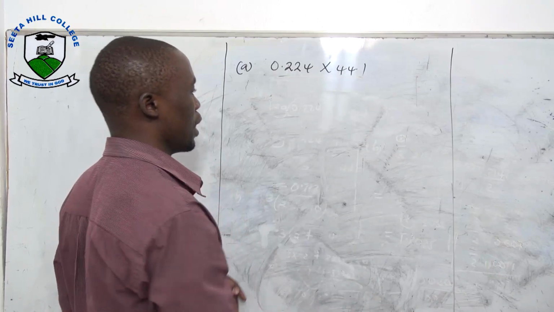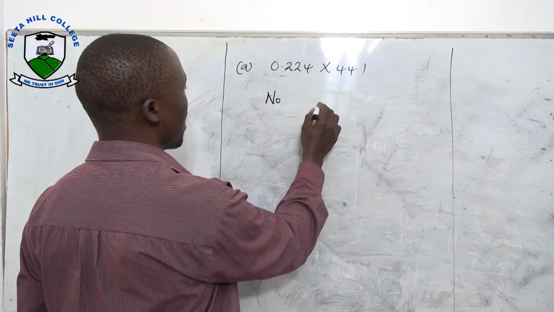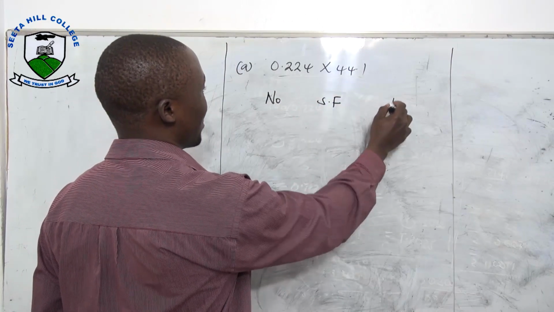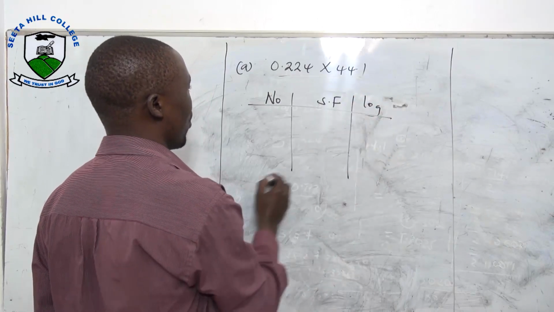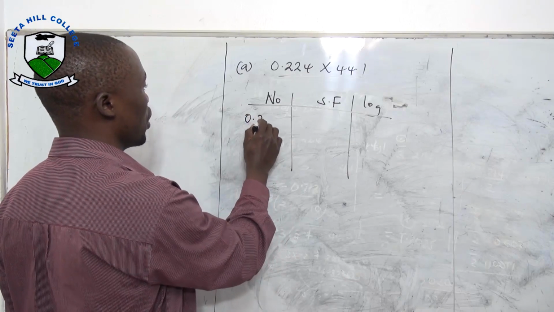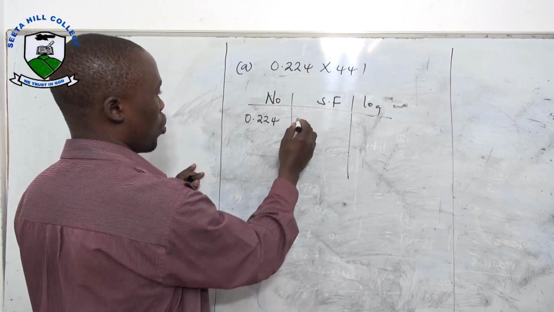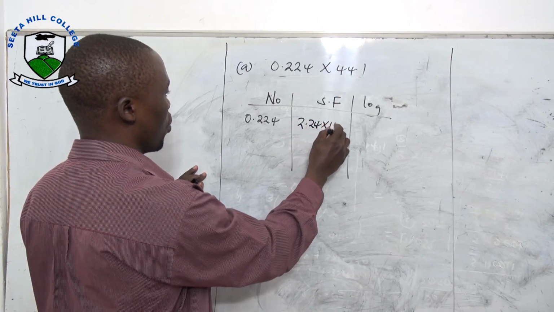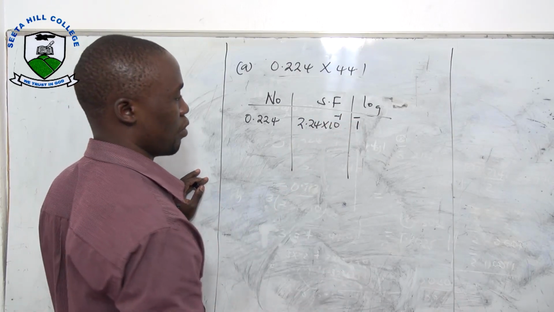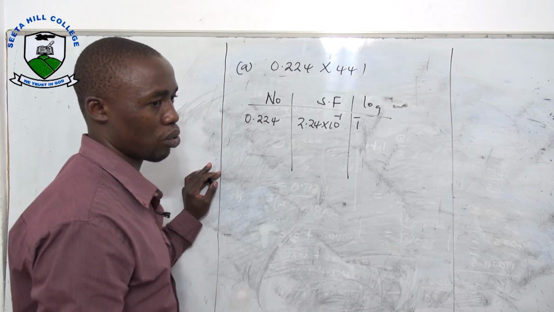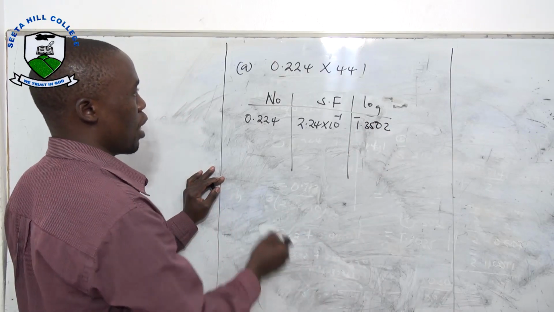So now let us start on. Okay, we introduce our normal table. Number, standard form, then logs. The first number is 0.224. What is it here? 2.24 times 10 to the power what? -1. Therefore it falls here. Get us to 4DP. Either use the logbook or use this. 3502. Go to the next one.